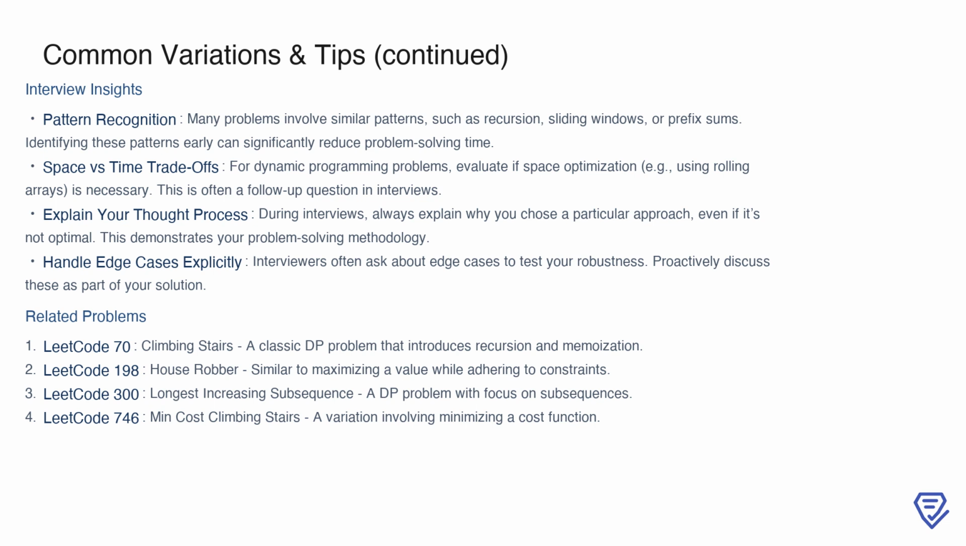For example, LeetCode 70, Climbing Stairs, introduces basic recursion and memoization. LeetCode 198, House Robber, is a great example of maximizing value under constraints. LeetCode 300, Longest Increasing Subsequence, focuses on subsequences, and LeetCode 746, Min-Cost Climbing Stairs, involves minimizing a cost function. Each of these problems builds skills relevant to Jump Game 6.